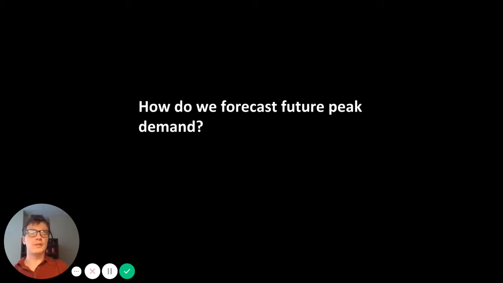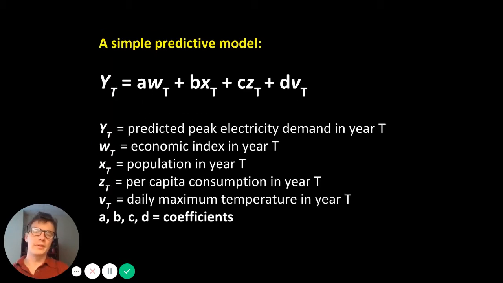So how do we forecast future peak demand? One example would be to use a simple predictive model. And so we have this equation here, YT, where YT is equal to predicted peak electricity demand in year T. And we're estimating that as a linear combination of 4 different explanatory variables that are all weighted by these coefficients A, B, C, and D. So the 4 explanatory variables we're considering here are WT, so that's economic index in year T, some measure of economic productivity. The population in year T, XT.